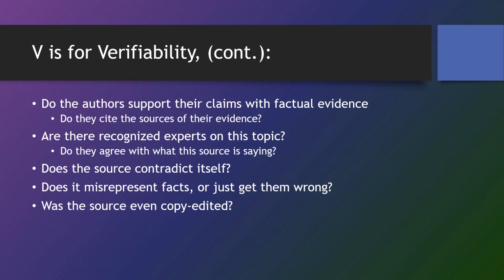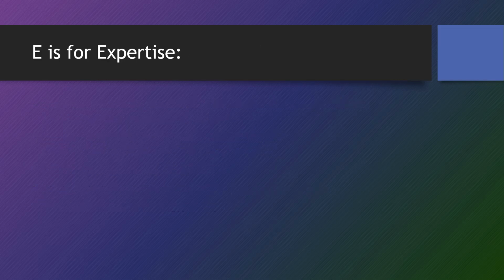Finally, are there significant errors in the source, such as spelling, punctuation, or grammar, that suggest it hasn't even been copy-edited? Any of these can be a major red flag that the claims made by this source are not verifiably accurate or true. The fifth criterion in the proven test is expertise.